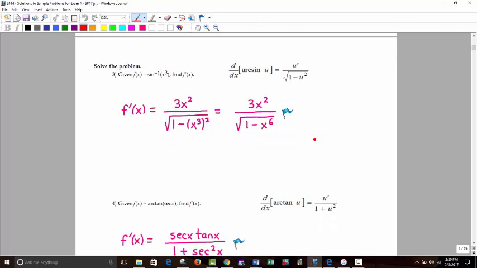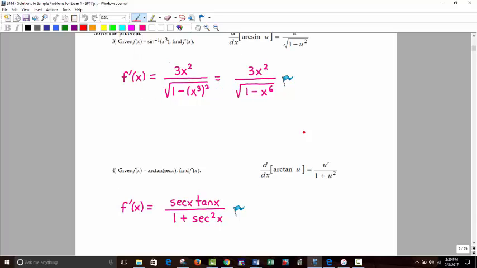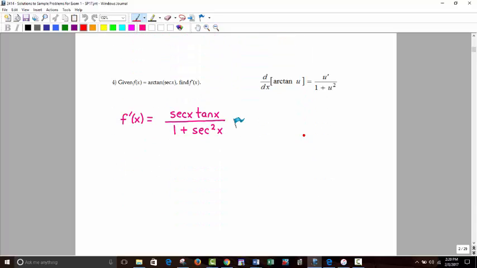That's not too bad. How about this next one, number 4, arctan of sec x. The derivative formula for arctan is u prime over 1 plus u squared, with the u being sec x. So this goes back to Cal 1. We need to know the derivative of sec, which is secant tangent. And so there's your numerator. And on the bottom, we just have 1 plus u squared, so it would just be 1 plus secant squared.